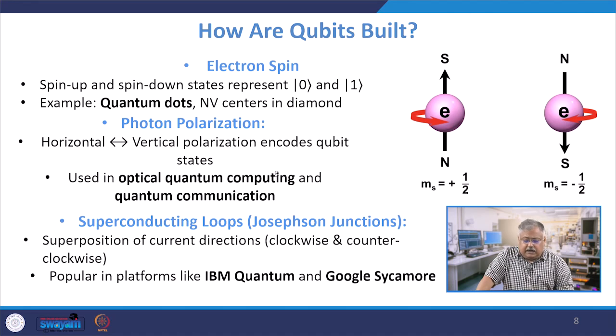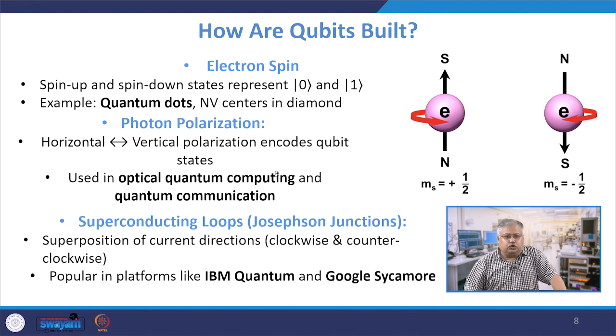Now let us look at how the qubits are built. So basically I want to look at qubits as a state. A state can be given by either a 0 or a 1. The way we see the qubits, there are 2 or 3 multiple ways of looking at it.